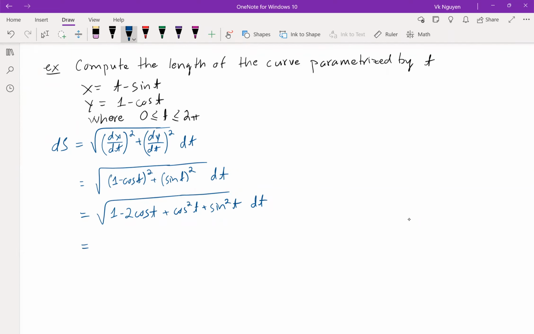Well, cosine square plus sine square is another 1. So 1 minus 2 cosine t plus 1 dt. So we have 2, right? And then we can factor the number 2: 1 minus cosine t dt.